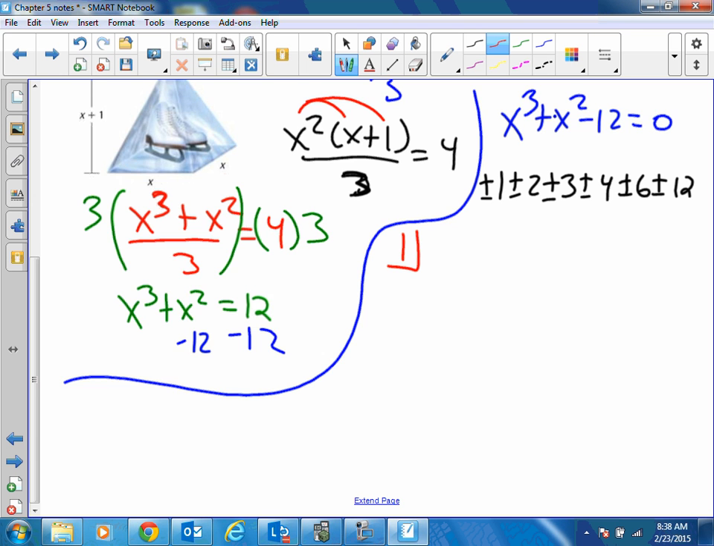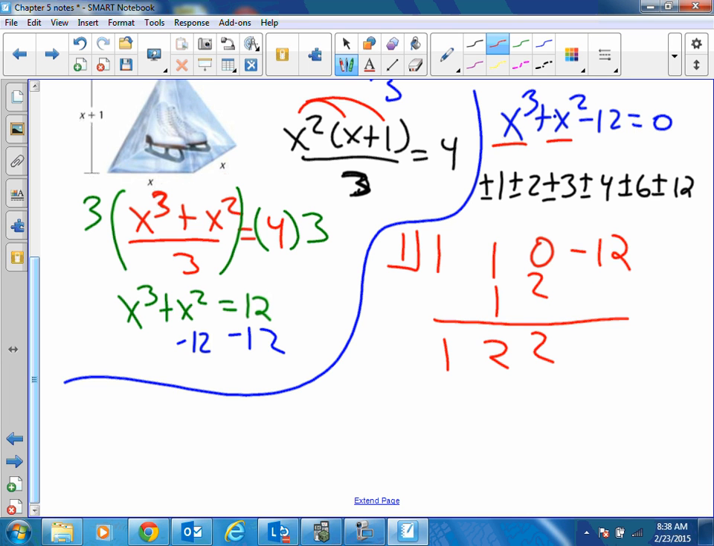Let's try 1. So if we try 1 into this formula, we'd have 1, 1. Notice how it goes x cubed, x squared, but there's no x term. So we have to put a 0 in for it. And then negative 12. So if we do that, we bring it down to 1. 1 times 1 is 1. 1 plus 1 is 2. 1 times 2 is 2. That makes 2. That makes 2. That makes negative 10. That does not work.